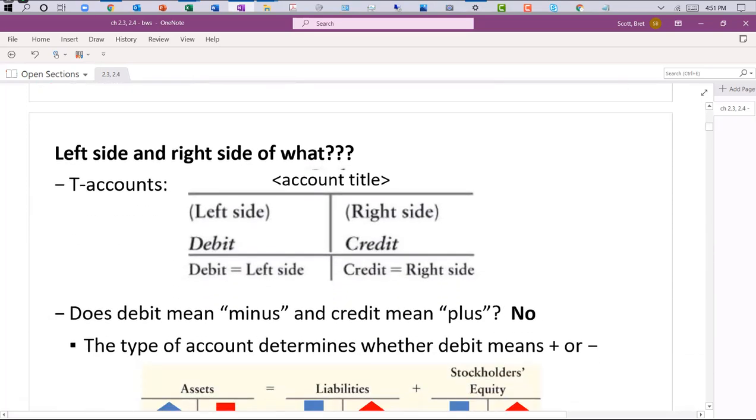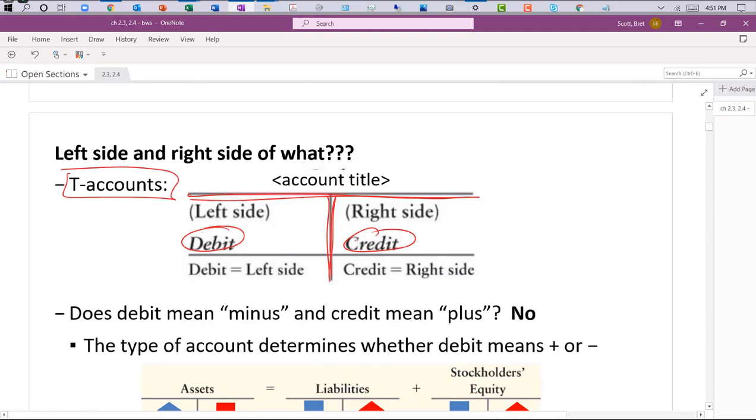Left side, right side of what? Left side and right side of the accounts themselves. Each account is represented by a T. We call them T accounts because on the left side, we show all the debit entries. On the right side, we show all the credit entries. So T accounts, accounts go up and down.